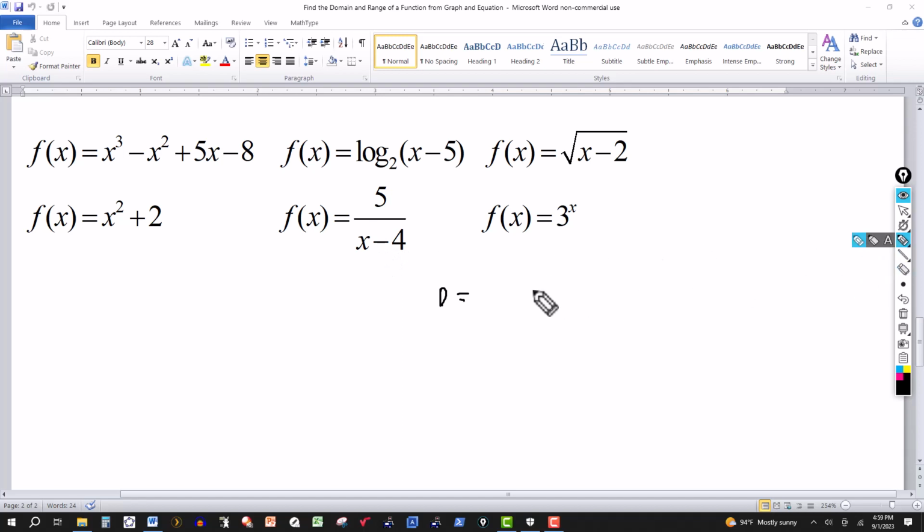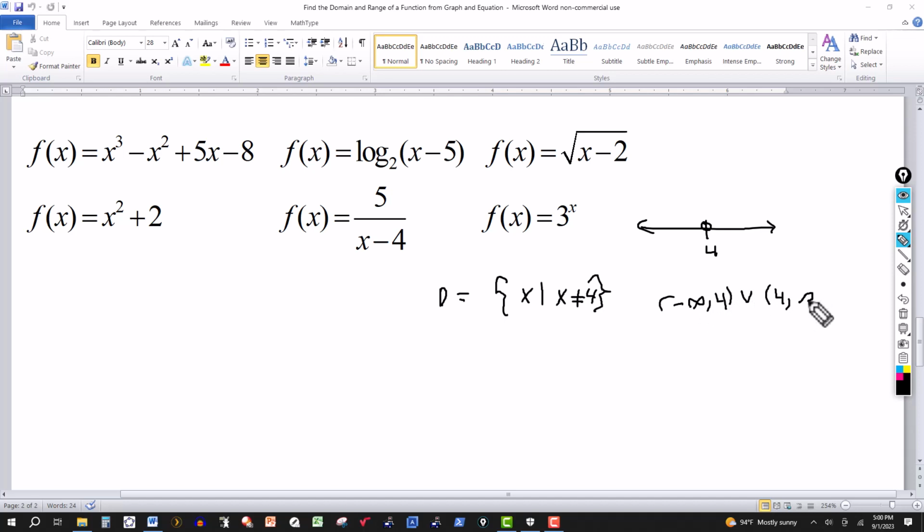But if I leave it the way it is, the domain is the set of all x such that x does not equal 4, because 4 makes that denominator 0. Division by 0 is undefined. You could write it this way, or you can look at it on the number line. Say this is a 4 here, and I exclude the 4, so I have an open circle here, and then it's everything on this side and everything on this side. So in interval notation, this would be negative infinity to 4, union 4 to infinity.